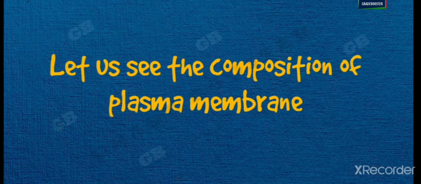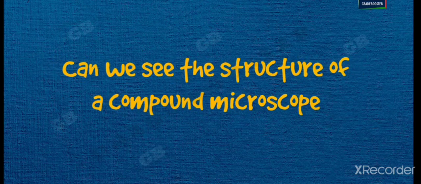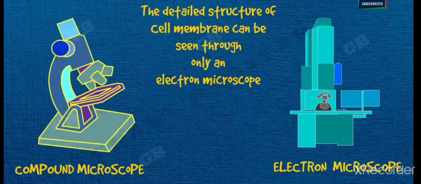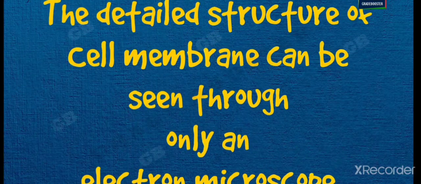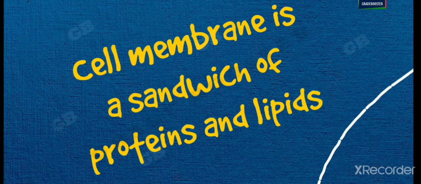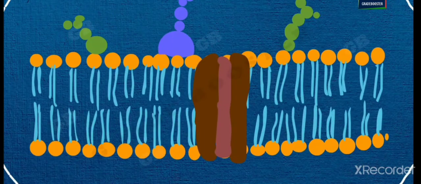Let us see the composition of the plasma membrane. Can we see the structure of the plasma membrane through a compound microscope? No. If we want to see the cell membrane, it can be seen only through the electron microscope, and it is made with the help of lipids and proteins.